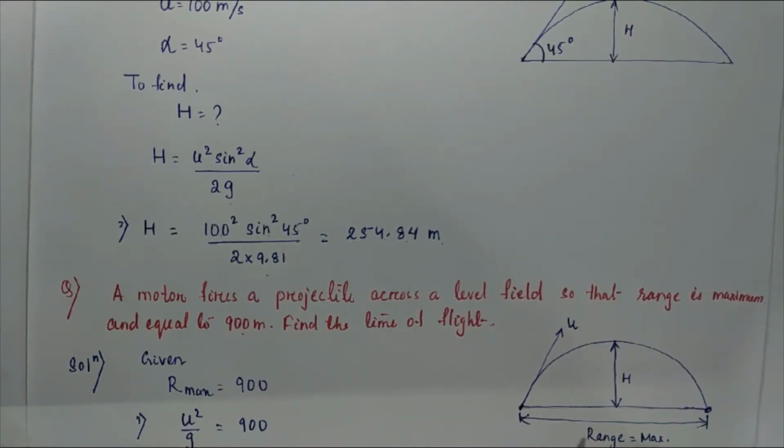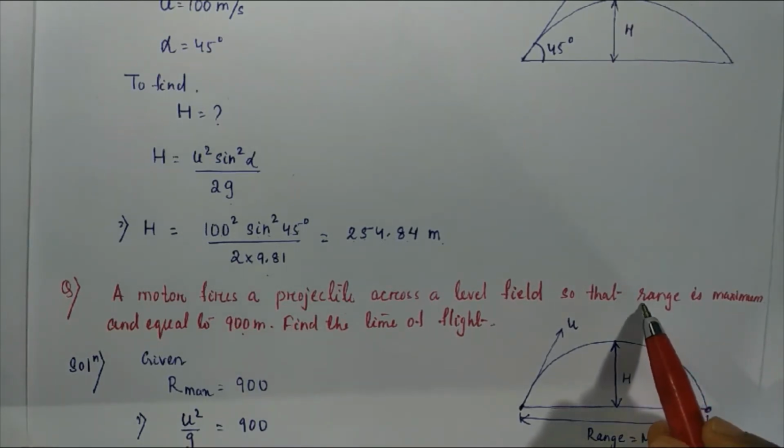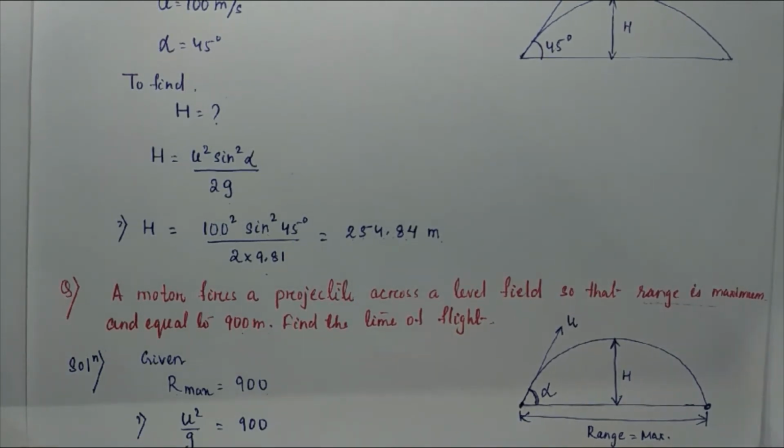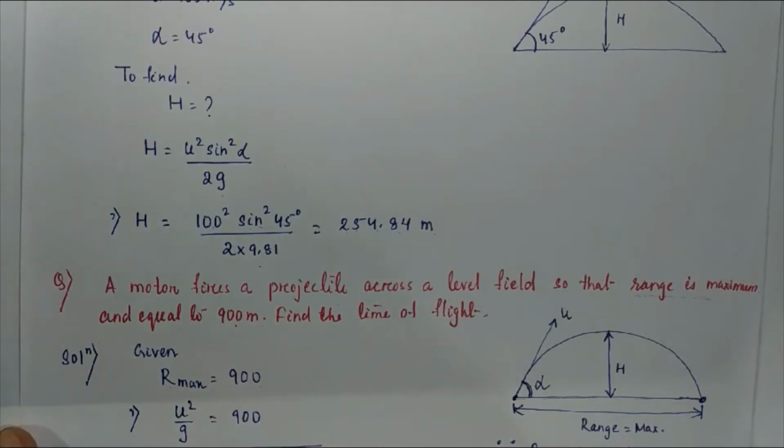Here in this question, the condition is given that the range is maximum, and the value of range is given, equal to 900 meter. So R maximum equal to 900 meter. We know that when the range is maximum, the angle of projection, alpha, is equal to 45 degrees. That we discussed earlier in the previous lecture.